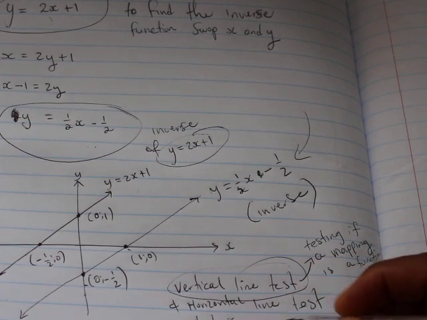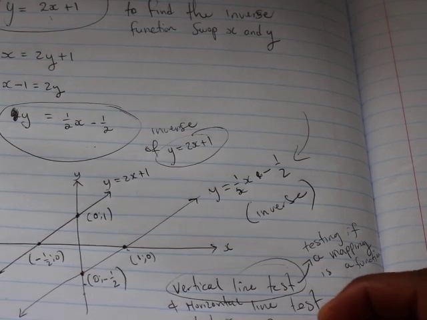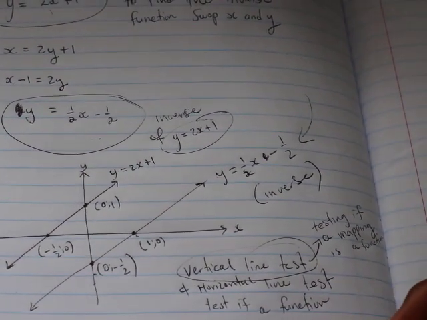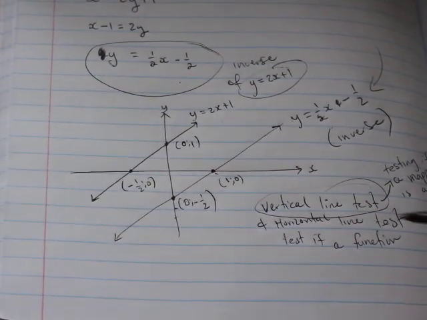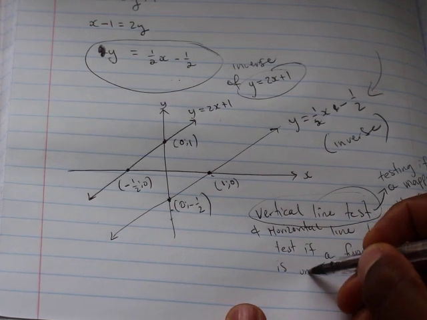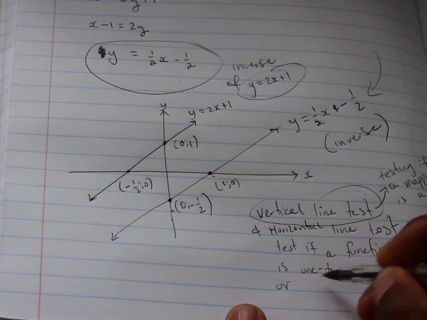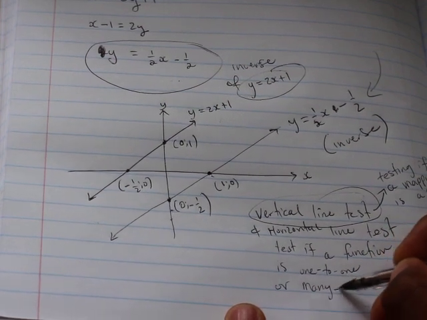But the horizontal line test is for testing if a function is 1 to 1 or many to 1.